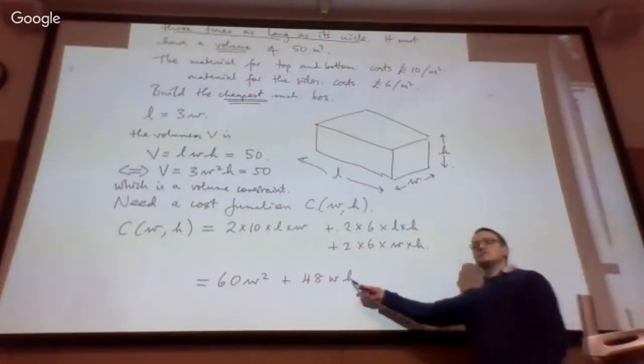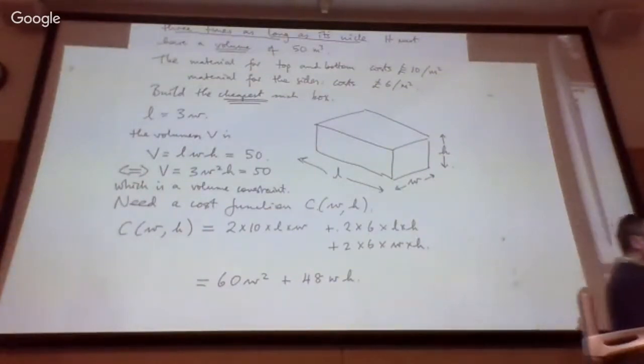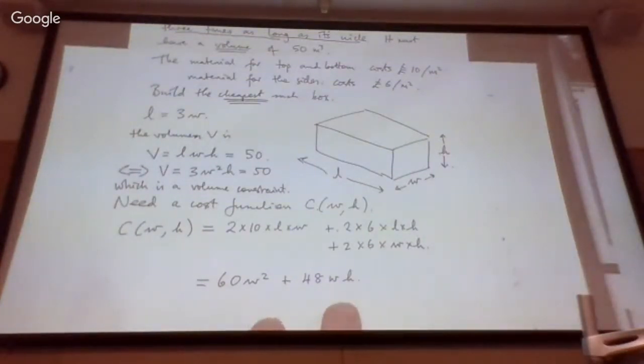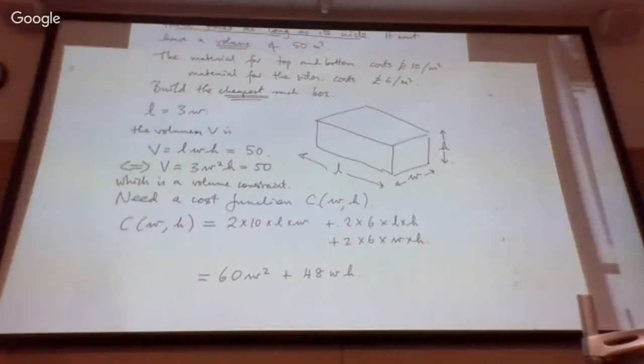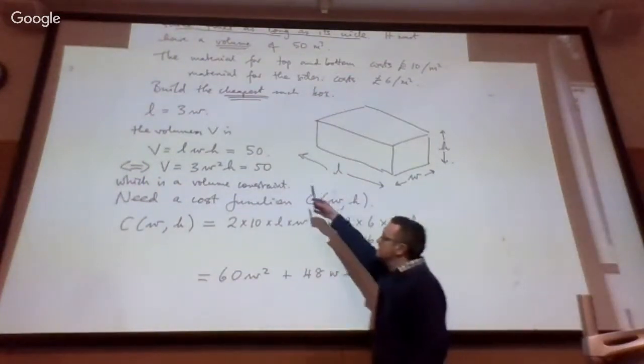2 by 6 by 3, 12 by 3 is 36, and an extra 12 is 48. Okay, so this is the function we want to optimize. Now this is a two variable function. We haven't gone into the calculus or analysis of two variable functions yet. We might run into a problem, but you see, we're forgetting our constraint.